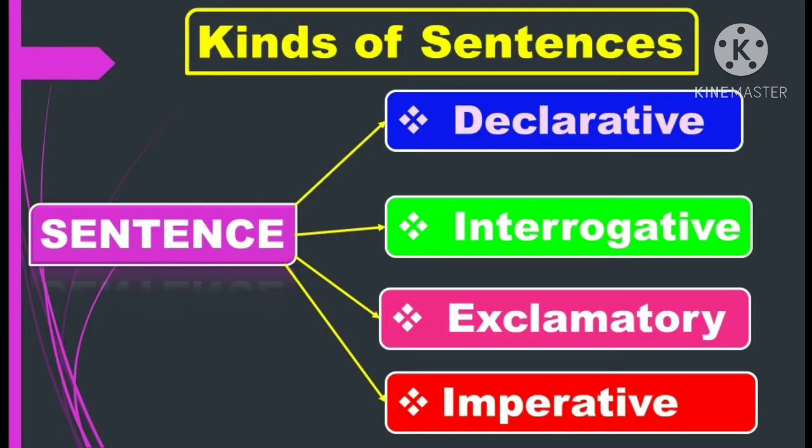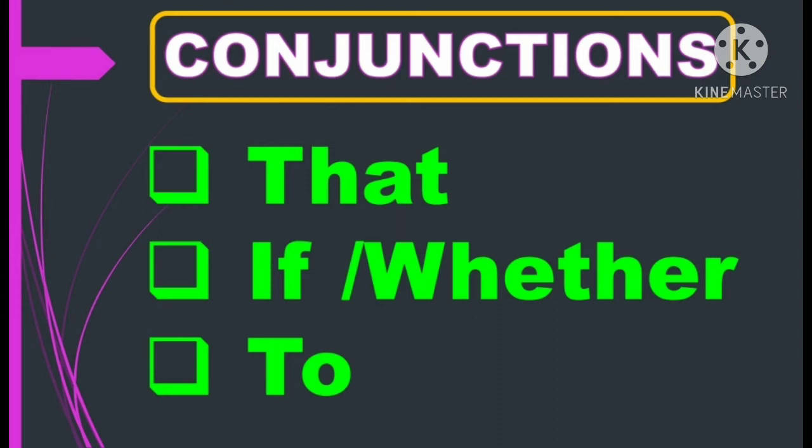The next one is kinds of sentences. These four kinds of sentences are very important to find out or to change reported speech. So, we should know what are declarative, interrogative, exclamatory, and imperative sentences. We are going to have all these four sentences in the direct and indirect speech. And the next one is conjunctions. That, if or whether, to. So, these are the conjunctions we are going to use when we change from direct into indirect speech.